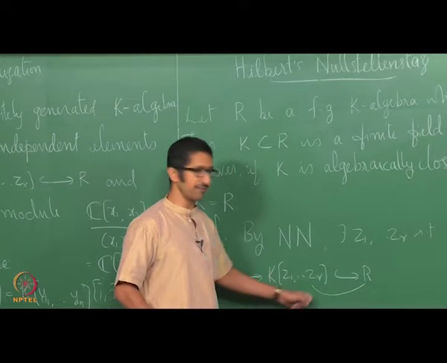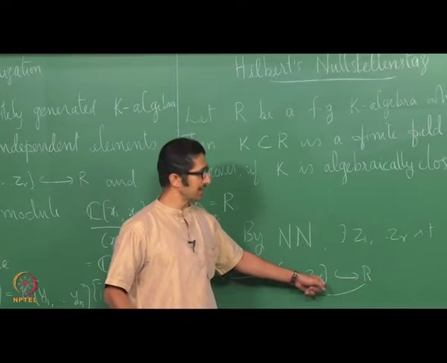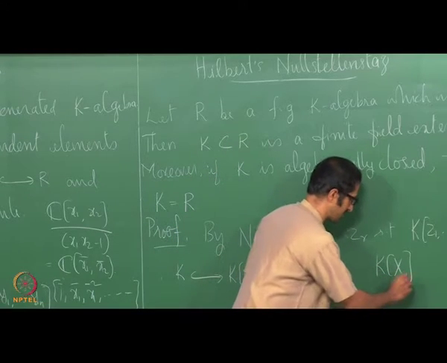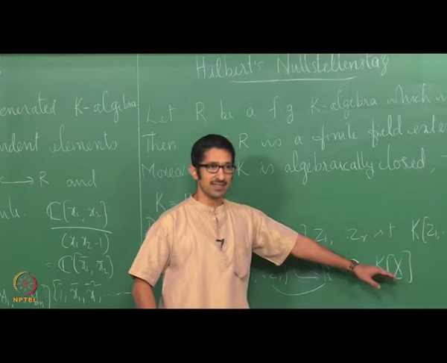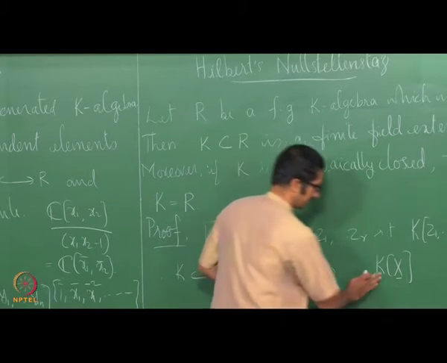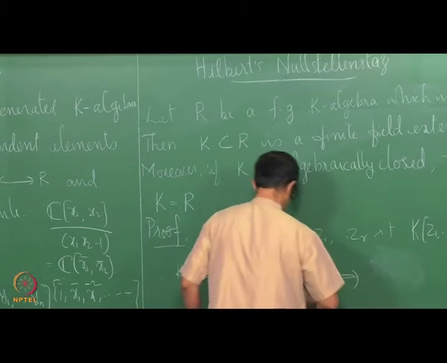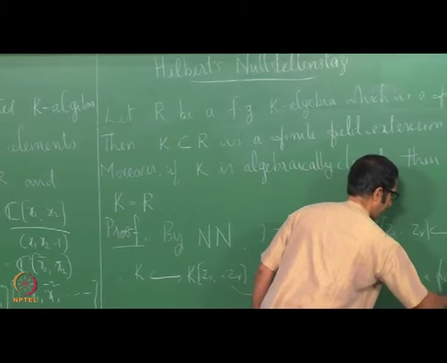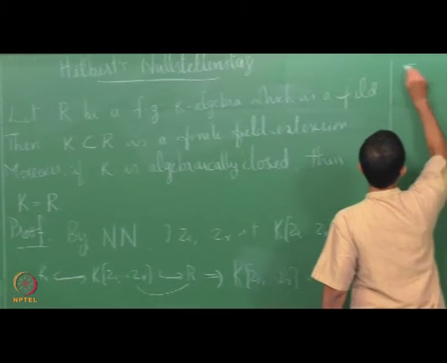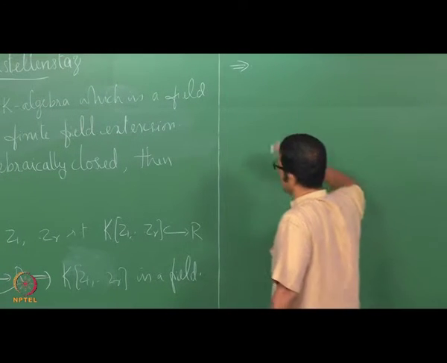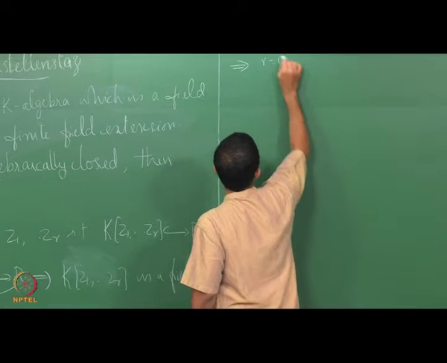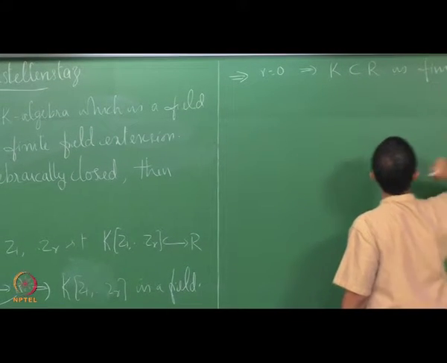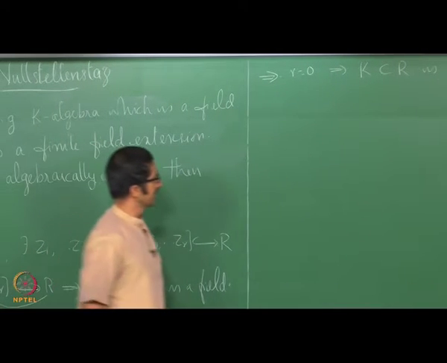How can this be a field? The only way is r is 0. A polynomial ring K[x1, ..., xn] can never be a field unless n is 0. So, therefore, this implies that K[Z1, ..., Zr] is a field. What does that say? That says that r is 0, that says that R over K is finite.